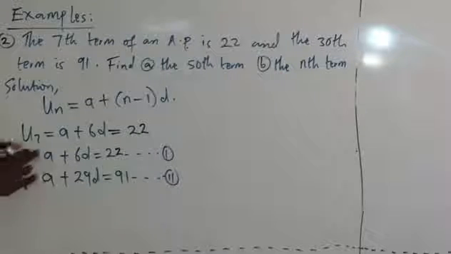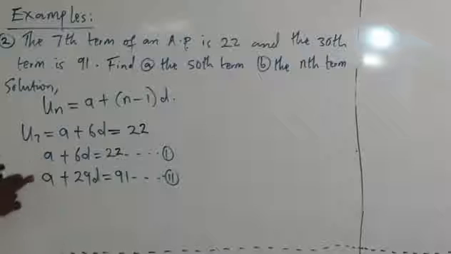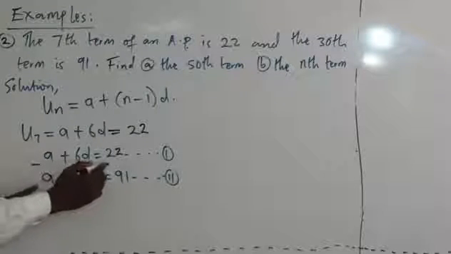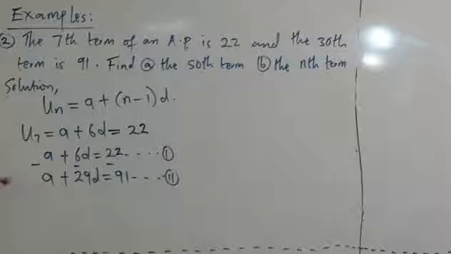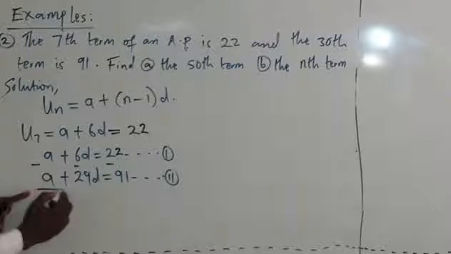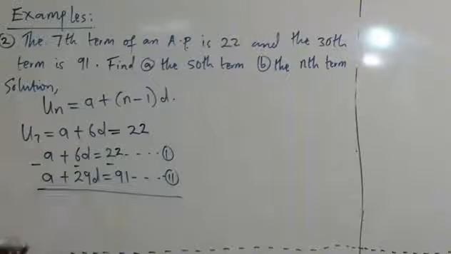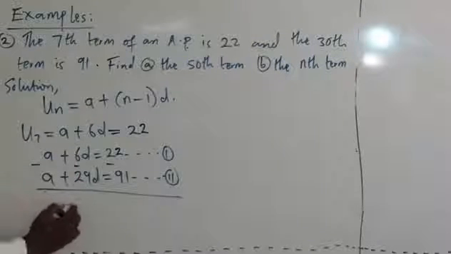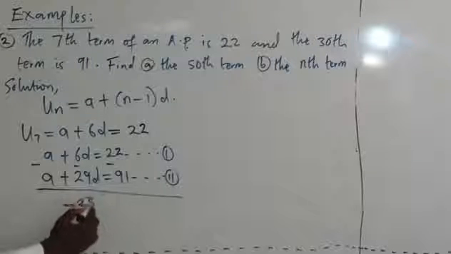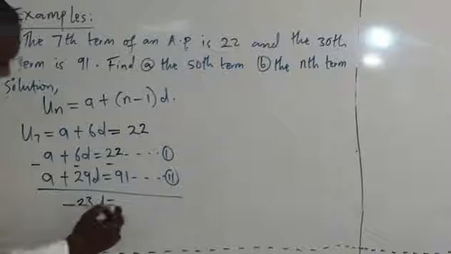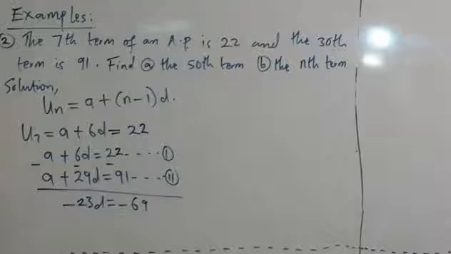So to do that, look at the sign before them. We have plus plus, so we are going to subtract equation 2 from equation 1. So A minus A, we are left with 0 there. So 6D minus 29D, that's minus 23D, equals 22 minus 91, that is minus 69. So you divide both sides by what?